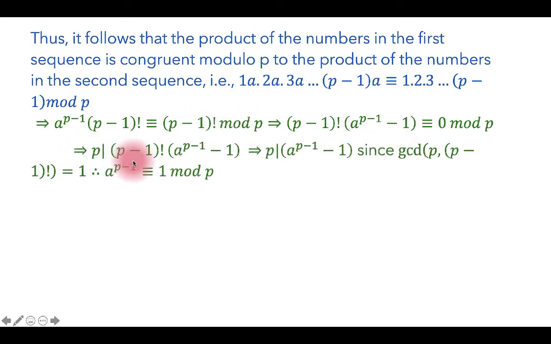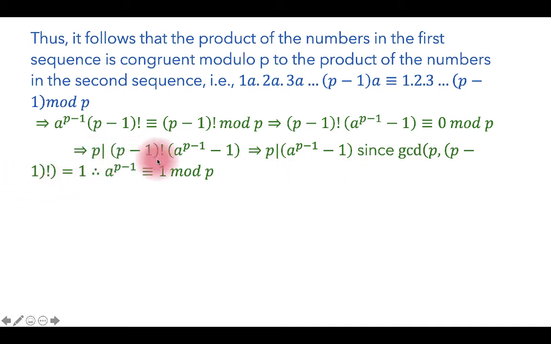which implies that p divides the product p minus 1 factorial into a raised to p minus 1 minus 1, which would imply that p divides a raised to p minus 1 minus 1. That is, p divides the second factor, since p minus 1 factorial is the product 1 into 2 into etc., p minus 1, and we know that each number involved in this product, say 1, 2, etc., p minus 1, are all relatively prime to p. Hence, p minus 1 factorial will be relatively prime to p. That is, GCD of p and p minus 1 factorial will be equal to 1.